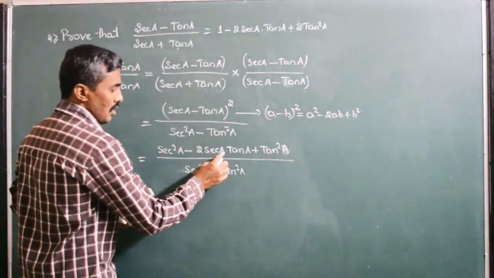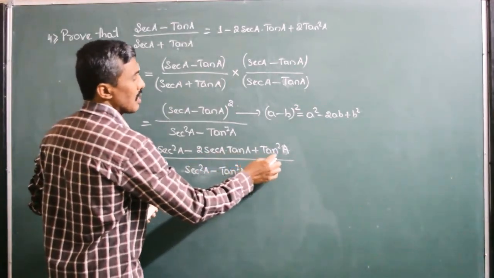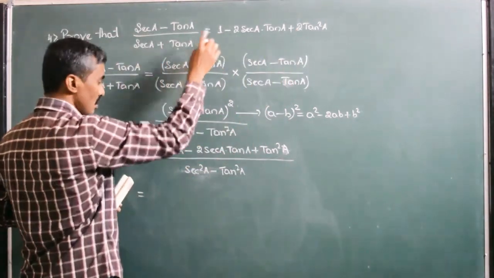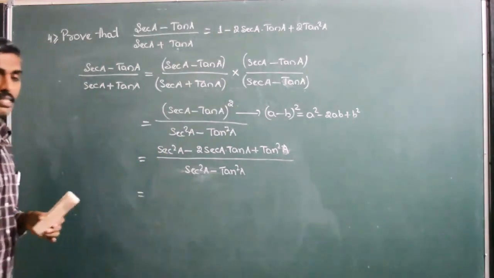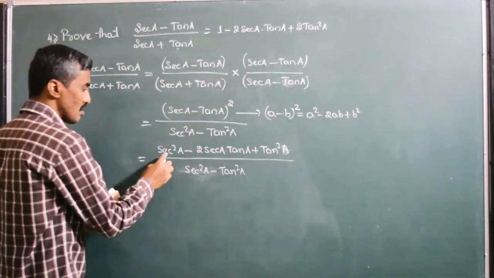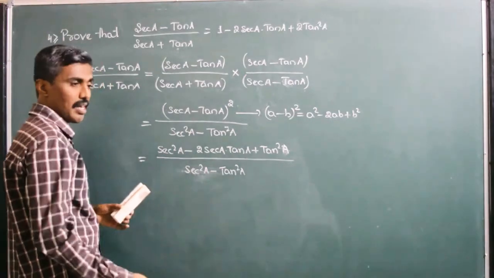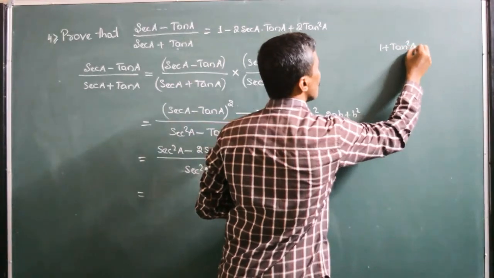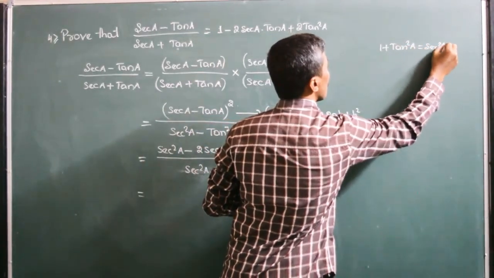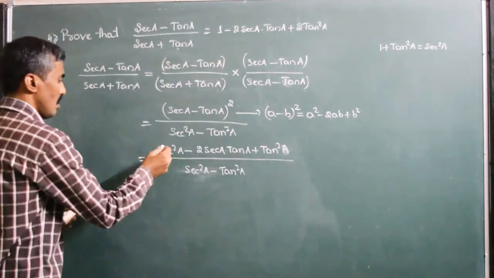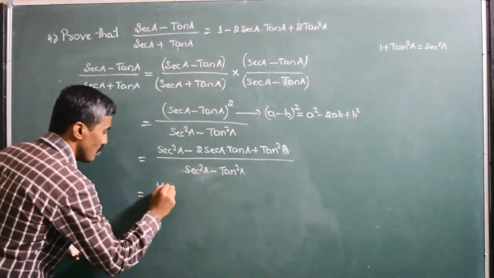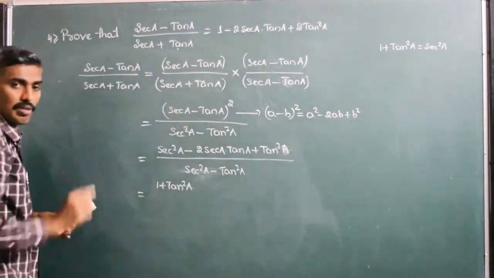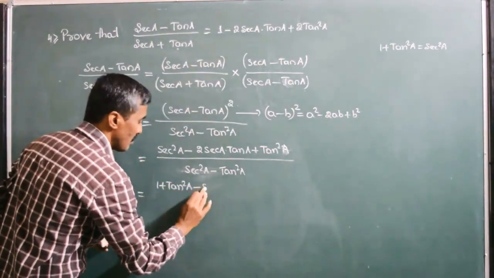So minus 2 secant a into tan a plus tan square a we got, but here we want 2 tan square a and we want 1. But here we are having secant square a. So how to express secant square a in terms of tan? That is the second identity, 1 plus tan square a is equal to secant square a. Yes. So then I will express secant square a as 1 plus tan square a. Then the first term 1 we got now. Then the rest of the terms I will keep as it is.